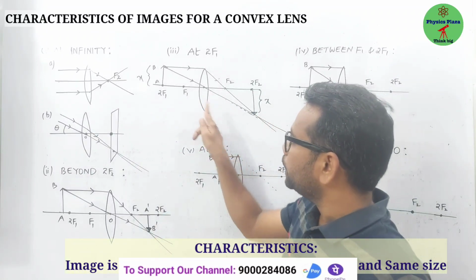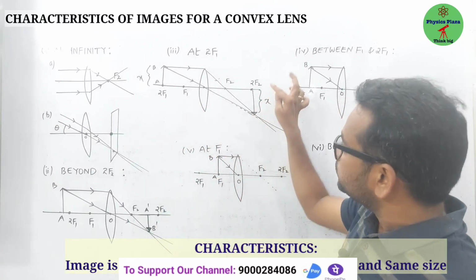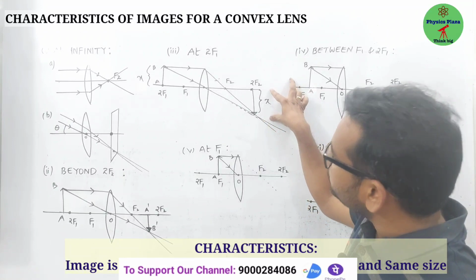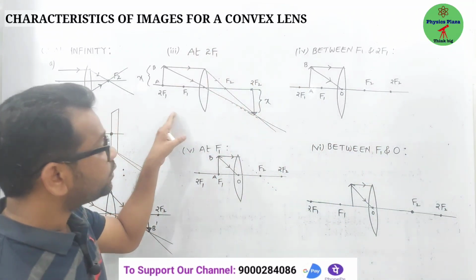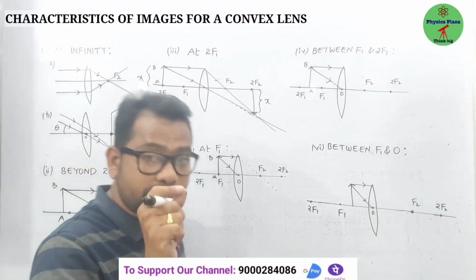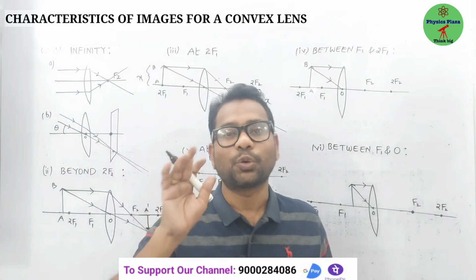So what is the image position? The image position is 2F2. It is real and inverted, and the size of the image is equal to the size of the object. Clear? Fine. And this case of the convex lens is used in the terrestrial telescope.